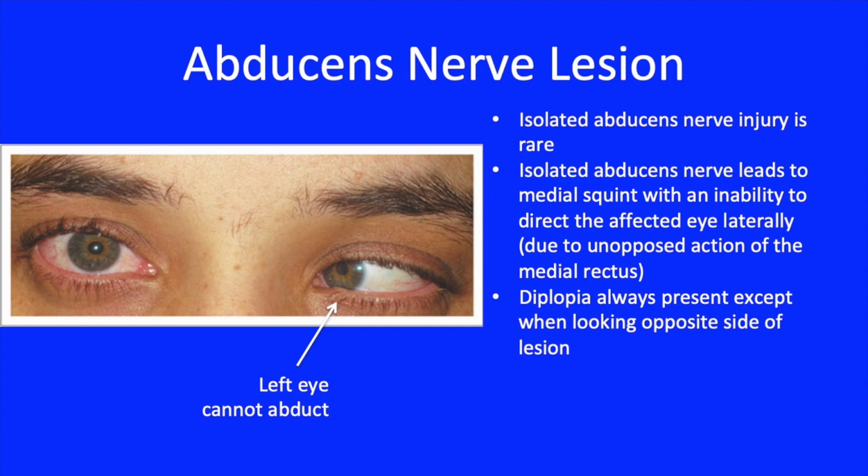Isolated abducens nerve injuries are also quite rare. Isolated abducens nerve injury leads to medial squints with an inability to direct the affected eye laterally due to the unopposed action of the medial rectus. Diplopia will always be present except when looking opposite the side of the lesion.